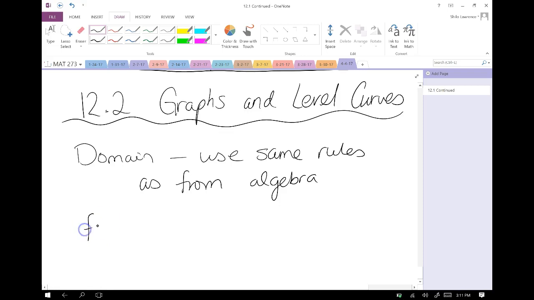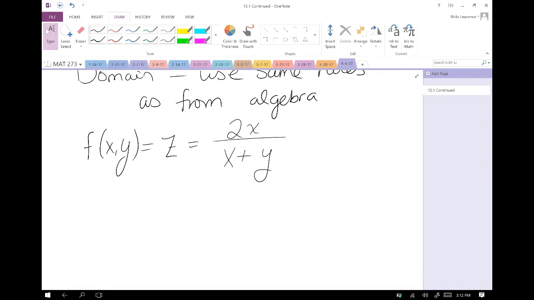So if we have a function of x and y, this is the same thing as saying that I have a z equals. So if this was f of x, y, we've got two independent variables. Z is the output variable. And we had 2x over x plus y. So I just wanted to show you one fast example of how we would write our domain differently for these types of problems.